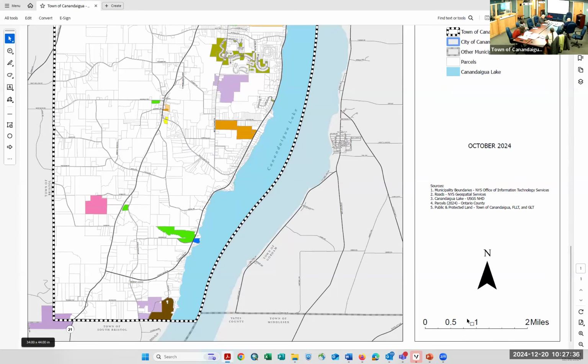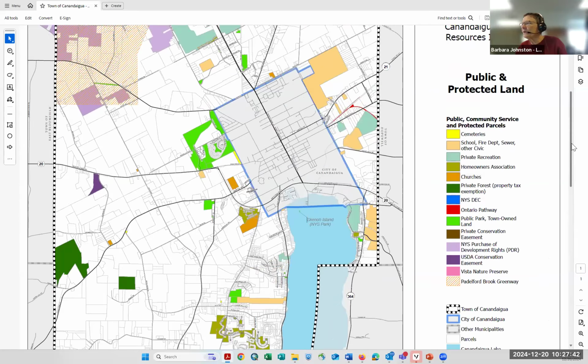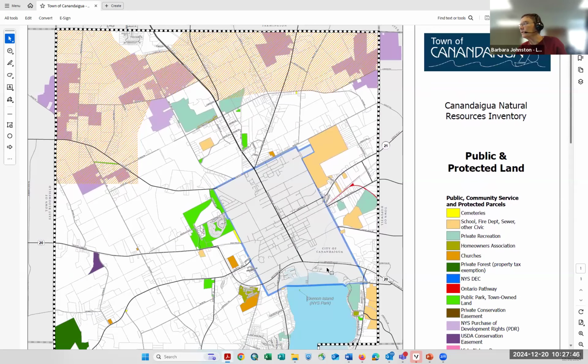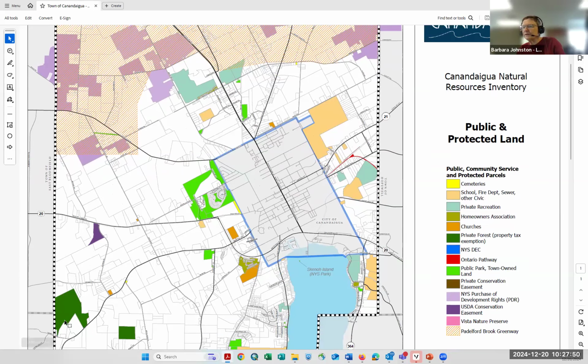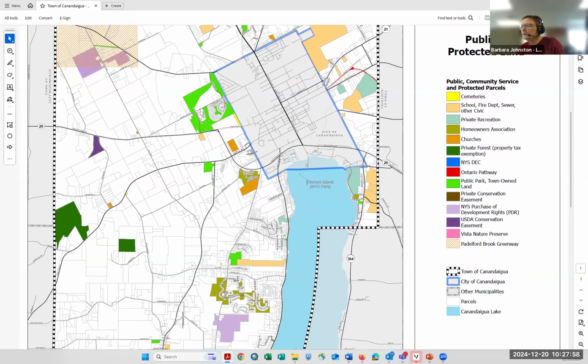I like to see the updates. Those are good. This map is a reference map showing all the land in the town that is preserved one way or another. We also included lands that are getting forest tax exemptions, those too. So I'll send this over to you to take a closer look.